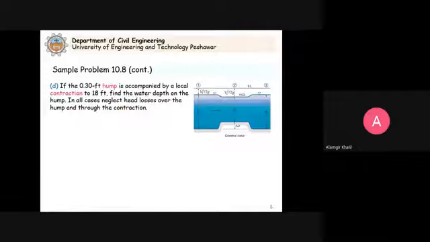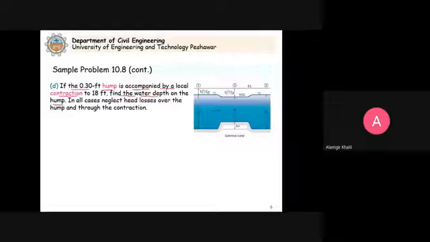Now part D of the question is that if the 0.30 foot hump is combined by a local contraction. Now we are combining the two effects, that this 0.30 foot hump is accompanied by a local contraction. It means that the channel width is also reduced to 18 feet. What is the channel width actually? 20 feet. Now it is reduced to 18 feet. So find the water depth on the hump.